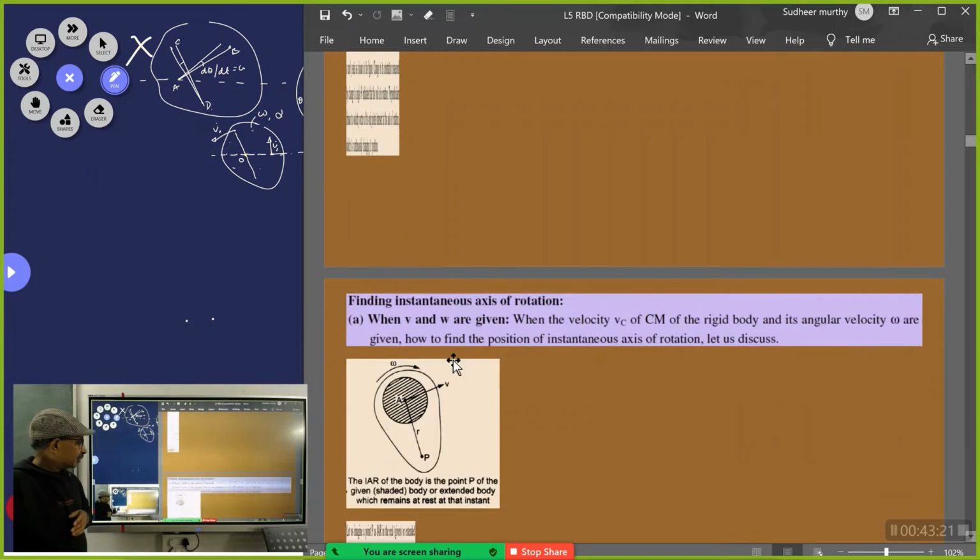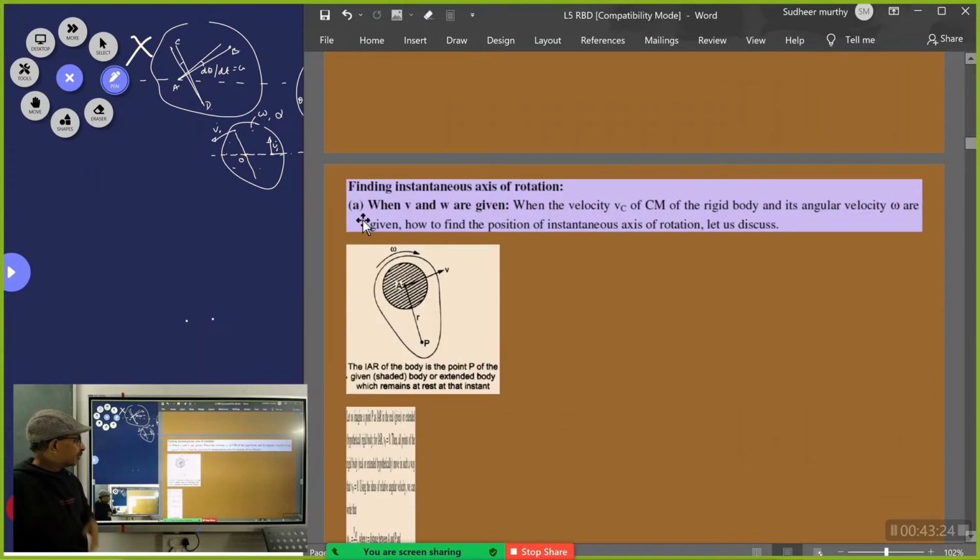Now, let's take another condition: finding the instantaneous axis of rotation when V and omega are given. Say this is a body. At a particular instant, the angular velocity is given, and there is a point here. A is a point where the velocity Vc is given. It is the center of mass, or COM, sometimes written as CM.